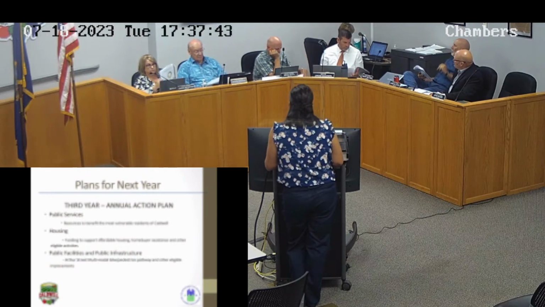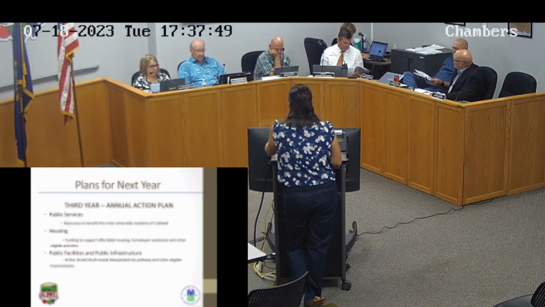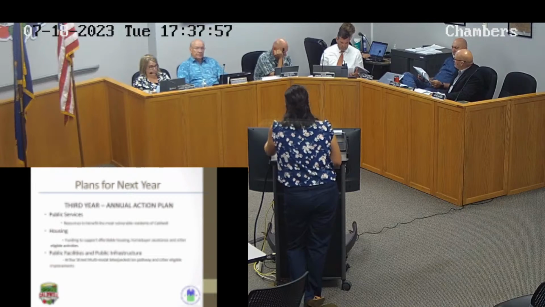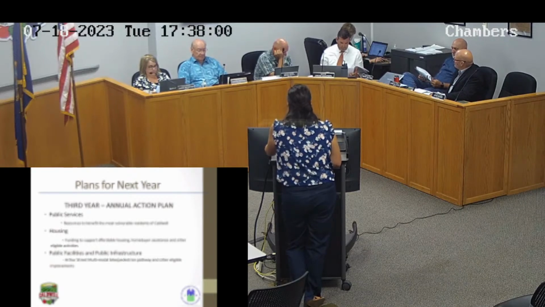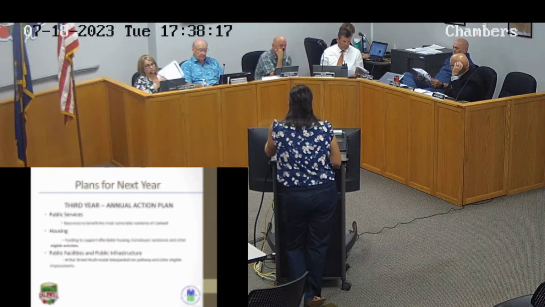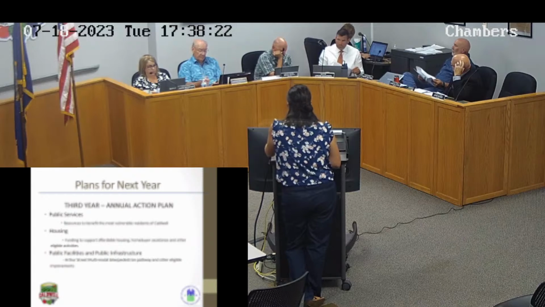Plans for next year. This is our 3rd year annual action plan. We are planning to focus on public services, resources to benefit the most vulnerable population, which is our senior citizens, our youth, and our homeless persons that are around here. Next is housing. We plan to fund to support affordable housing, home buyer assistance, and other eligible activities in that category. And last but not least, public facilities and public infrastructure. An example would be the Arthur Street multi-modal bike pedestrian pathway, and this can include other eligible improvements that may come along.